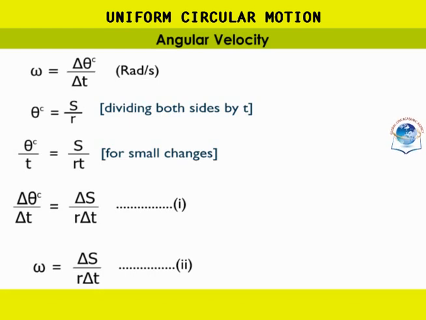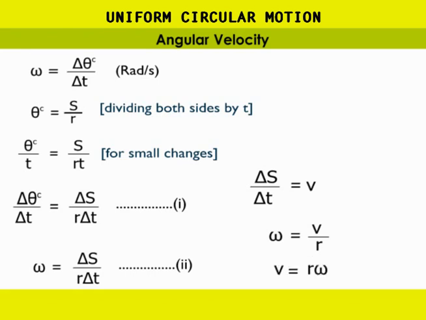Again, recall in linear motion that delta S over delta t is equal to v, where v is the linear velocity. Substituting this in equation 2, we shall have angular velocity is equal to v over r. Rearranging that, we shall have v is equal to r omega. And therefore, an object in a circular motion has both linear velocity given in meters per second and angular velocity given in radians per second.